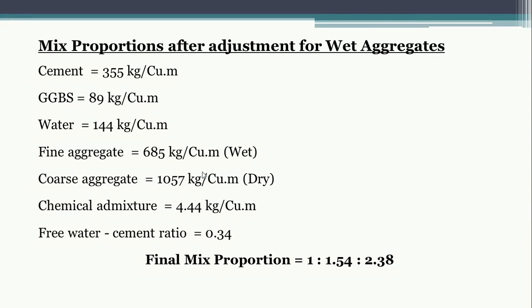Now the total cementitious content was 444. If you add cement and, sorry, I didn't edit it, it is there as GGBS, so change it to fly ash. So cement is 355, fly ash is 89. If you add these two, you will get 444. So one proportion of 444. Next, fine aggregate is 685. So 685 divided by 444, you will get 1.14. 1057 divided by 444, you will get 2.38. So this is the final mix proportion after adjusting for wet and dry conditions.